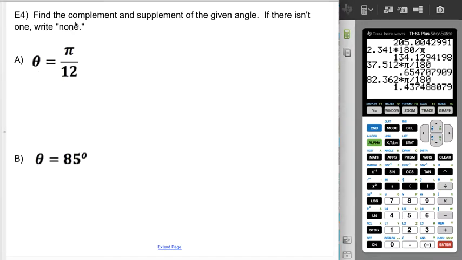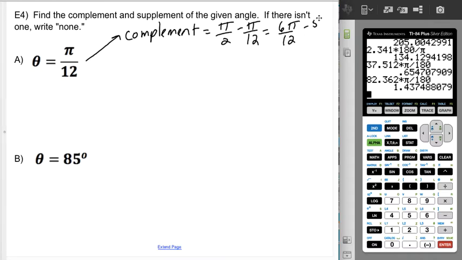All right, so find the complement and supplement of the angle. If there isn't one, write none. Okay, so pi over 12. So let's start with the complement. The complement would essentially be a right angle minus the pi over 12. So if you get a common denominator, the easiest one is 12. So I'm going to get 6 pi over 12 minus pi over 12. Sorry, my brain jumped to the 5. Ignore me. Minus pi over 12, which gives me 5 pi over 12, or 5/12 pi, either way.